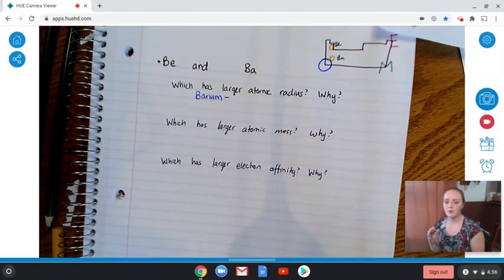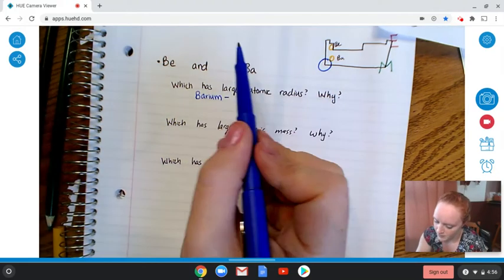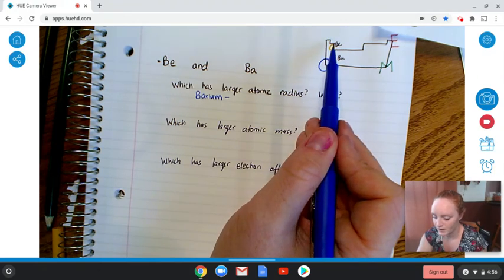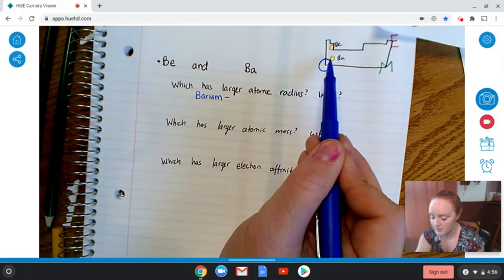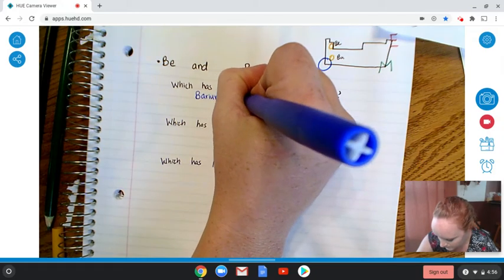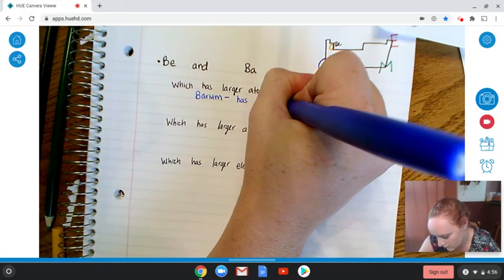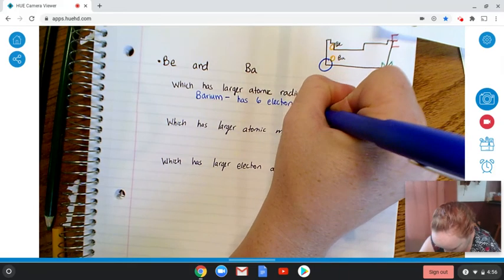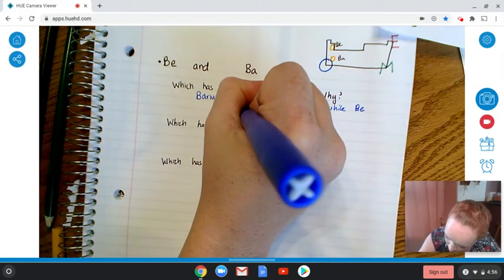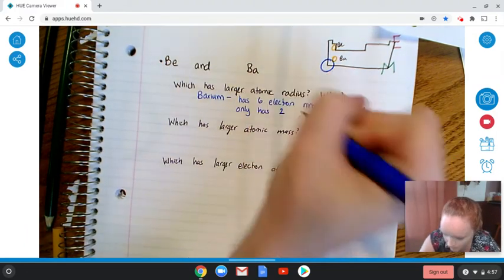Now, how do I know that? Well, I'd have to go back and think about my rules for trends down a column. And if you remember, as we go down a column, the number of electron rings changes. So beryllium is in row 2. It has 2 rings. Barium is in row 6. It has 6 electron rings, while beryllium only has 2.